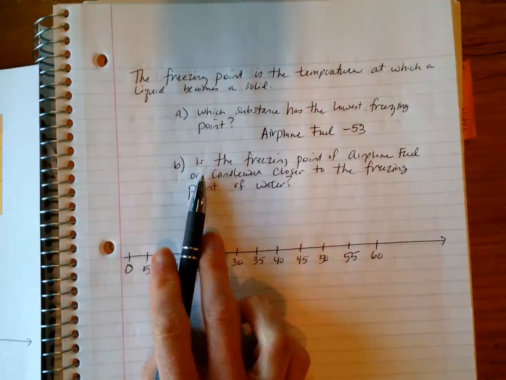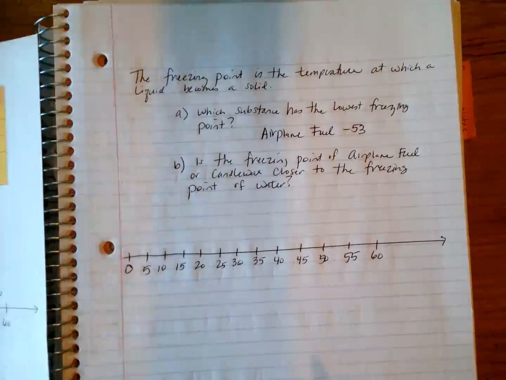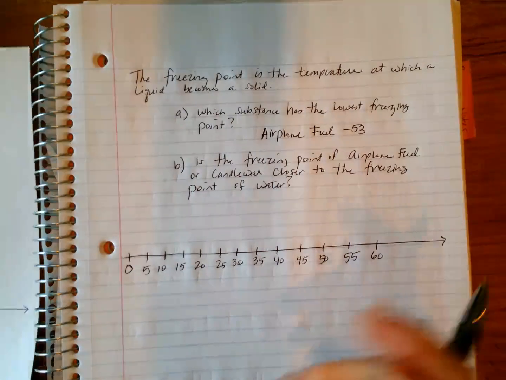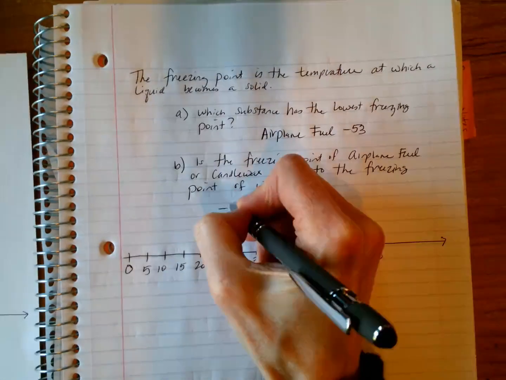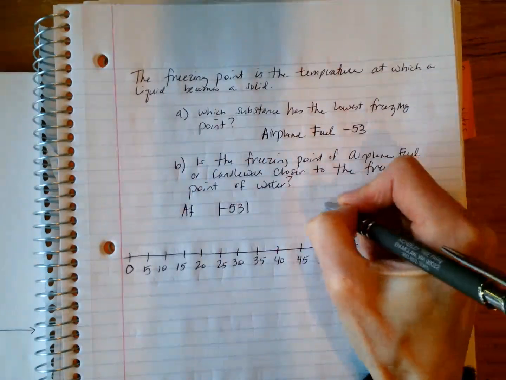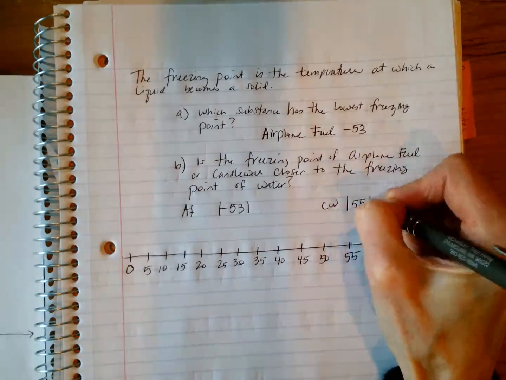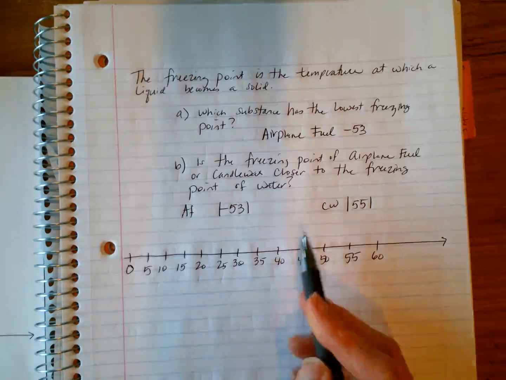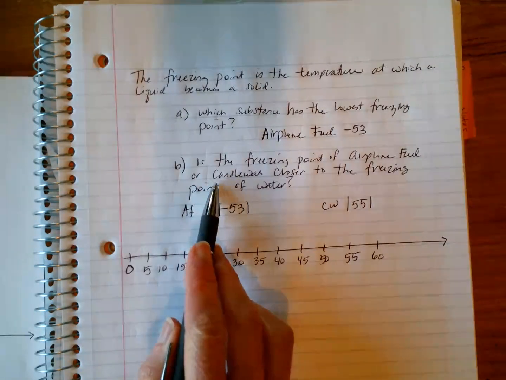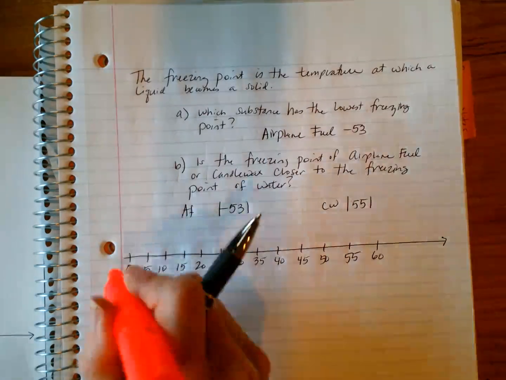All right, so now we can compare. Is the freezing point of airplane fuel or candle wax closer to the freezing point of water? So again, let's put on here airplane fuel is -53, and candle wax is 55. Okay. So keep in mind, in this one, I'm comparing which one is closer to the freezing point. Well, again, the freezing point is 0.